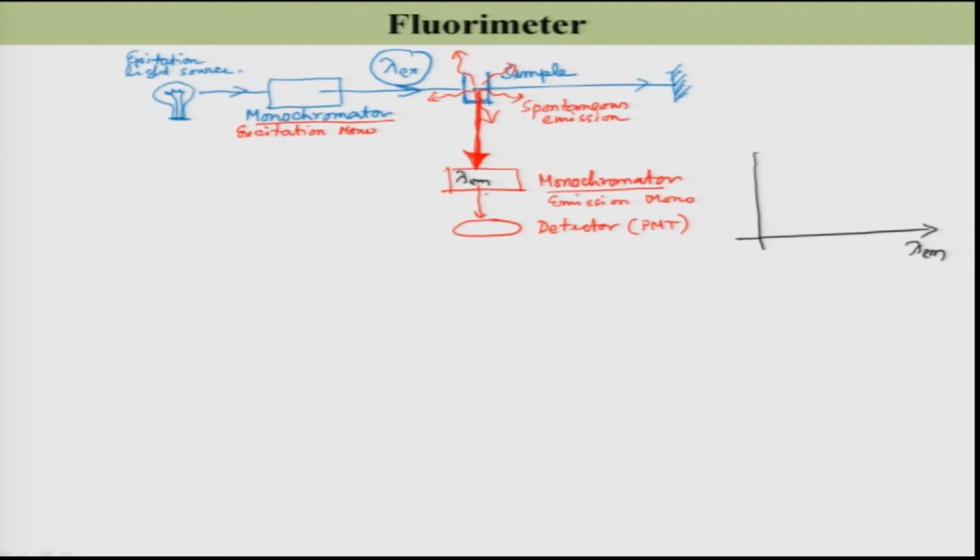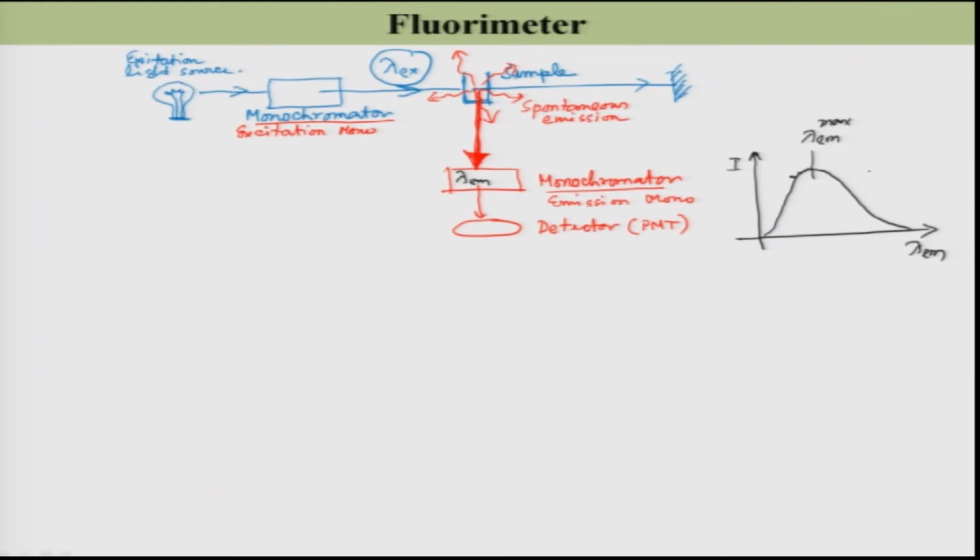Say you set lambda emission at 511 nanometer. Then you will measure the intensity at 511 nanometer. Then you change it to 512 nanometer and measure the emission intensity there. Then you use 513 nanometer and measure at 513 nanometer. Like that you will measure the intensity as a function of emission wavelength, and that is nothing but your emission spectra, and that maximum we generally call lambda emission maxima.